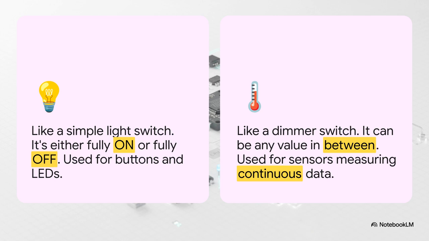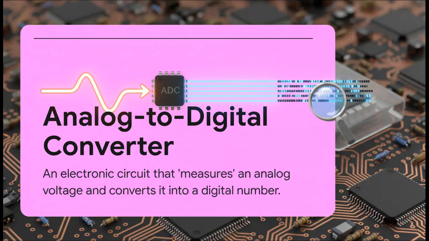And this is absolutely crucial for sensors that need to measure things that change smoothly, like temperature or light or sound. So how does our digital brain, which only thinks in on and off, understand this nuanced analog world? Well, it uses a built-in translator. It's called an analog to digital converter, or ADC for short. The ADC's entire job is to measure that smooth, continuous voltage from a sensor and convert it into a digital number that the microcontroller can actually work with.